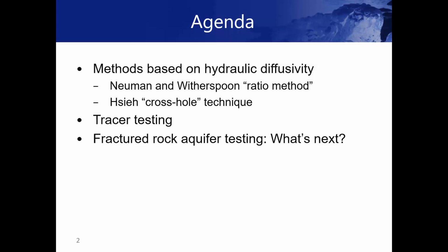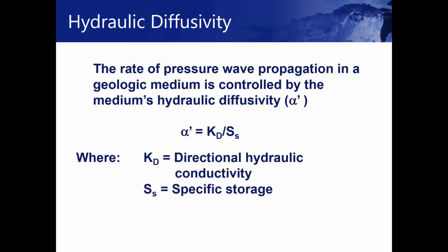Hydraulic diffusivity is basically the property that governs the rate of pressure wave propagation in a geologic medium. It's usually defined as alpha prime, and as shown here, it equals the directional hydraulic conductivity divided by specific storage. That makes sense. The higher the hydraulic conductivity, the faster the pressure wave travels. And it's inversely proportional to the specific storage, which acts like a dampening function to slow the rate down.